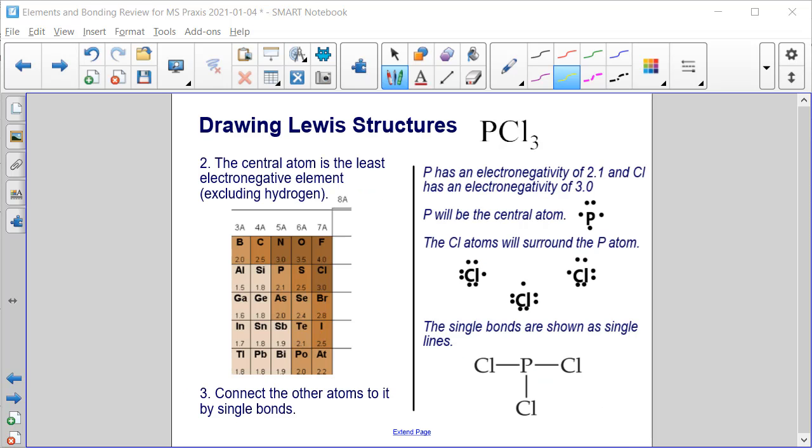Okay, then we identify the central atom and connect the other atoms to it by single bonds. So the chart here for the electronegativities is shown, demonstrating that phosphorus has a lower electronegativity and will then be the central atom. Generally, if you just have a 2-element compound like this, the one that comes first is lower in electronegativity, or the one that has the fewest number of atoms will go in the center and the other atoms will connect to it. Okay, so we have phosphorus in the center. Connect each of the 3 chlorines by single bonds, so PCl3.